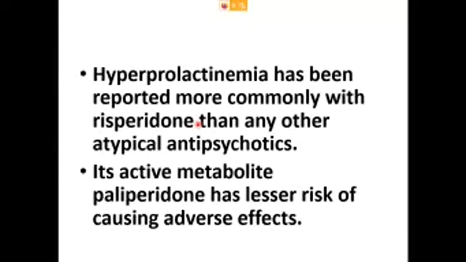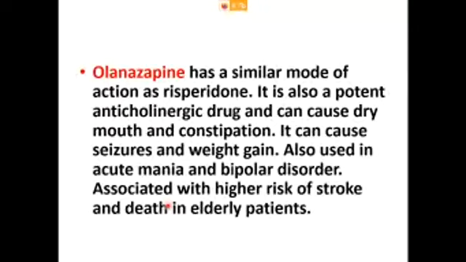Because of D2 blocking activity, there will be much more increase in prolactin in the tubero-infundibular pathway, okay, than any other atypical antipsychotics. I have told you that the active metabolite of risperidone is paliperidone. It is also useful as a once monthly injection, and it also has a lesser risk of causing adverse effects. Okay, paliperidone is also a safe drug, but paliperidone is reported to cause QT prolongation also. Remember, paliperidone can also cause QT interval prolongation.